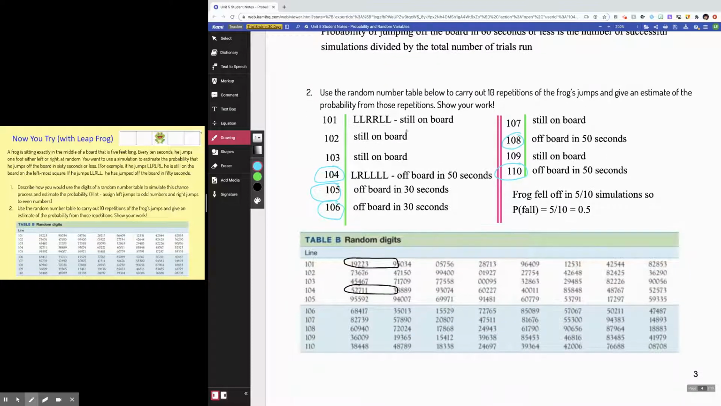That is it for this video. In the next one, we're going to talk about some basic probability rules like the addition rule, complements, all of that fun stuff.